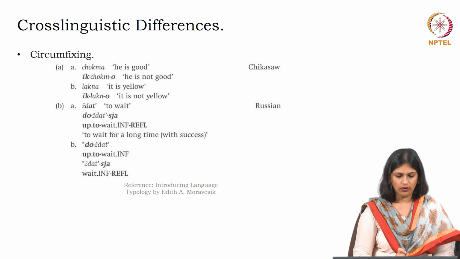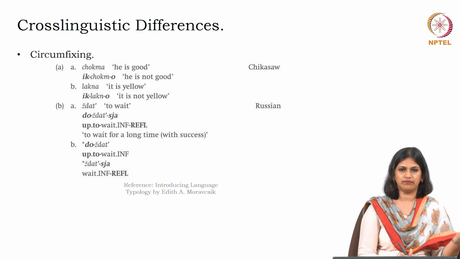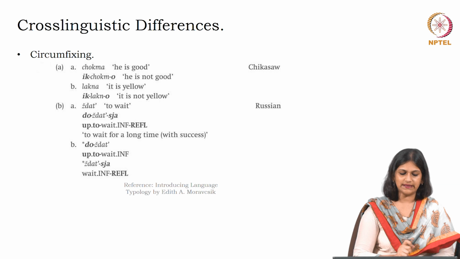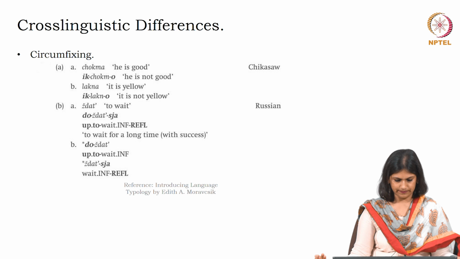So how is circumfixing different from infixing? In infixing, you are breaking the word into two parts and inserting the infix into it. In case of circumfixing, you are primarily breaking the morpheme itself. One part of the morpheme is used before the root word, one part of the morpheme is used after the root word. So can you identify what is the circumfix in Chickasaw? That is mainly ik-o. And in ik-o, you see ik is at the beginning of the word and o is at the end of the word, right?